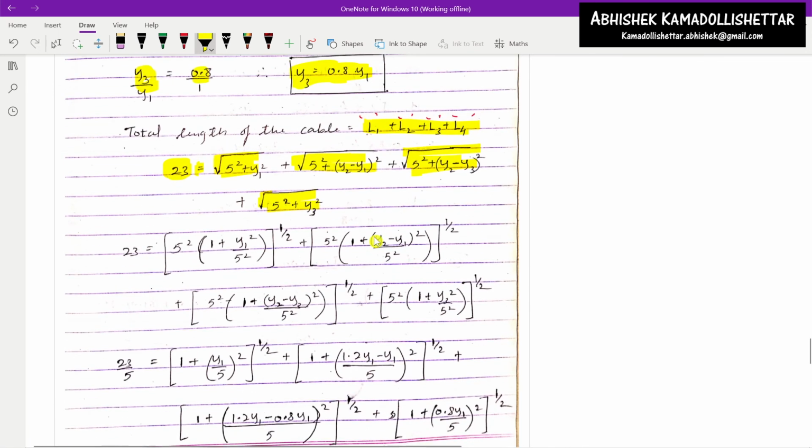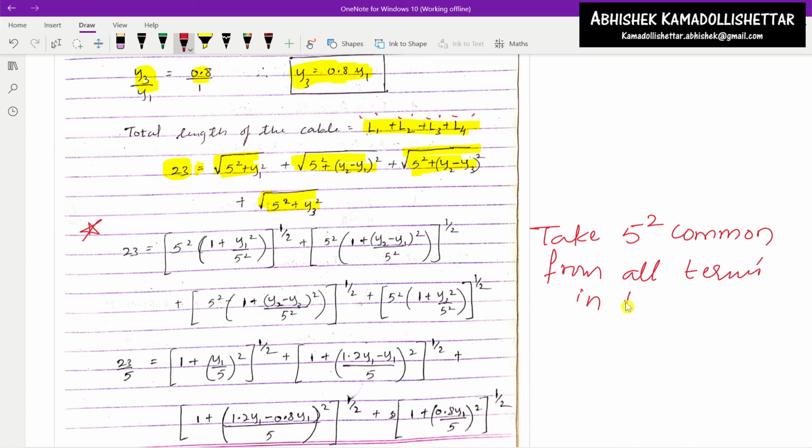Now a very important thing: take 5 square common from all terms on the right hand side. Inside the square root we have the power 1 by 2. If I take 5 square common, the remaining inside is 1 plus y1 square divided by 5 square.